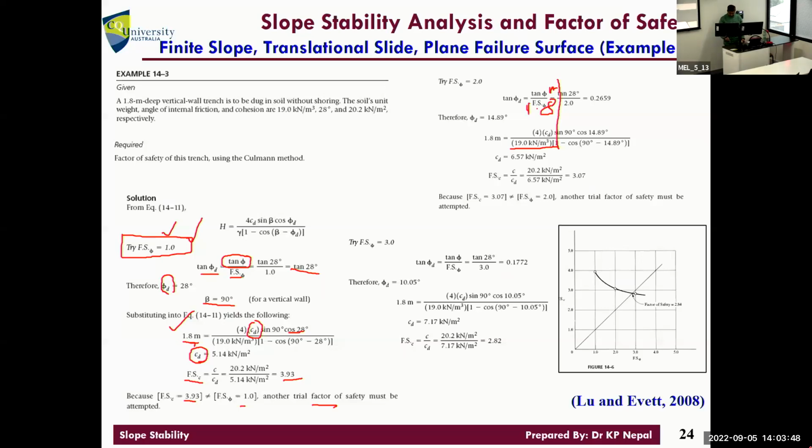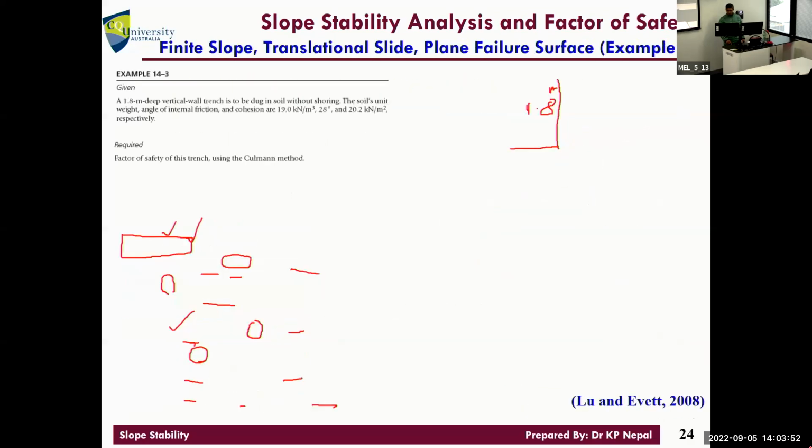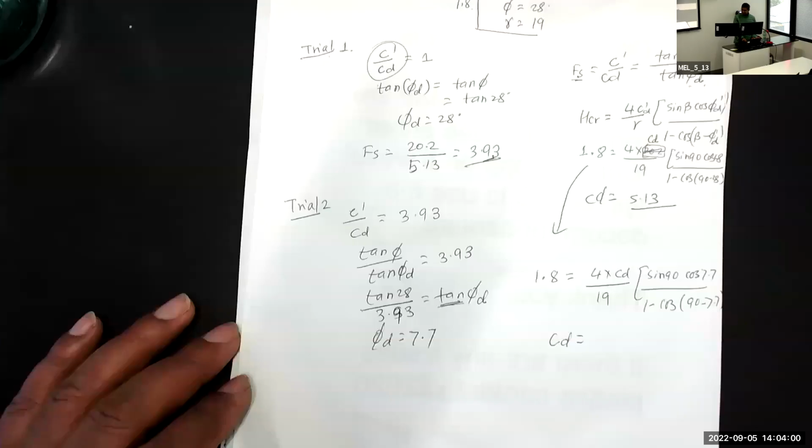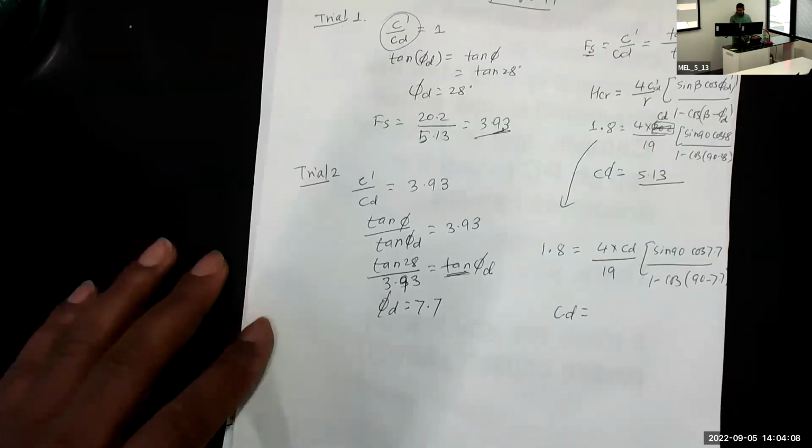We didn't follow that, but yeah, this is good. I just want to check this. How much did we get for CD now? Sir, can you show your solution? Now I want to get CD for trial 2, factor of safety 3.93. How much is this CD?